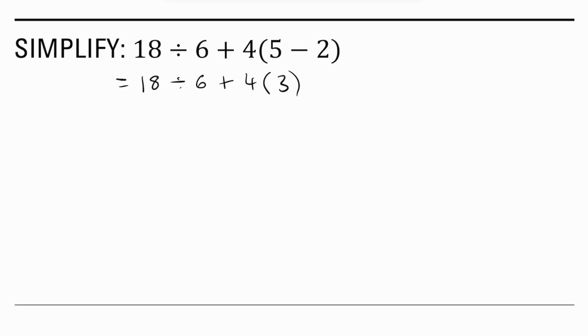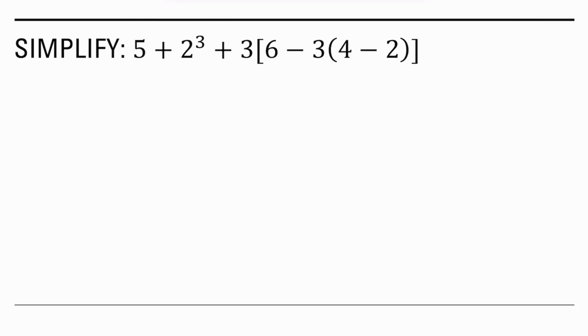And so we're just going to move left to right, looking for multiplication and division. And so there's 2 things we can do here. We can do 18 divided by 6, which equals 3. And then we can do 4 times 3. So we get 12. Then we're at addition and subtraction, and there's only one thing left to do here. So we go 3 plus 12, which is 15.